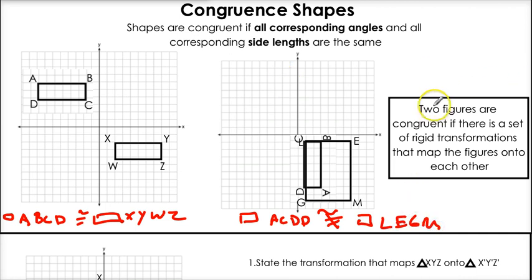So once again, I want to tell you this point. We can prove two figures are congruent if there's a set of rigid transformations that map them onto each other. Because for them to map onto each other, they must have the same side lengths and angle measures.